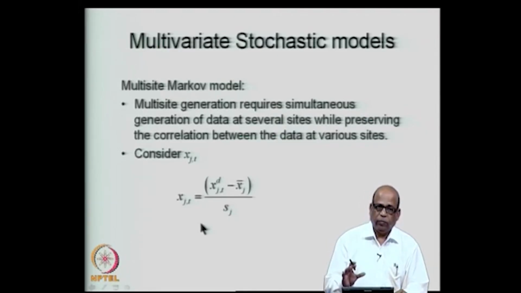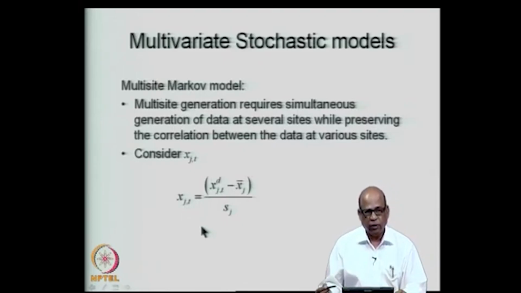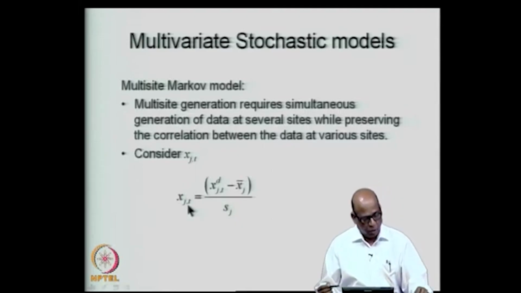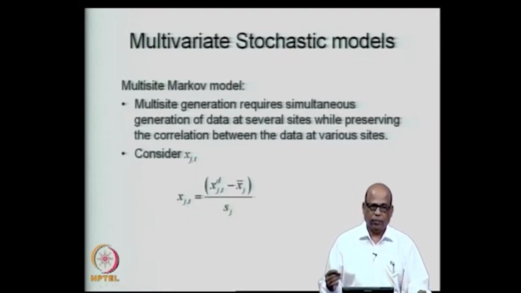What we do is, first we work with standardized data. Let us say this is the data now at the jth site for the time period t. We deduct the mean from this, and then divide by the standard deviation of the data at the site j, and then form the standardized data. So, we will be dealing with only the standardized data x j t. Now, with this we will start developing the multi-site Markov models.